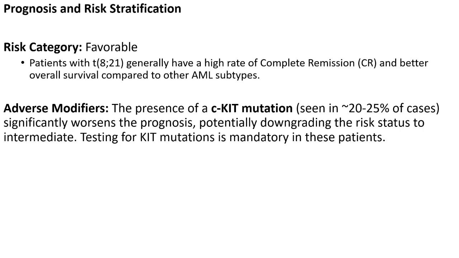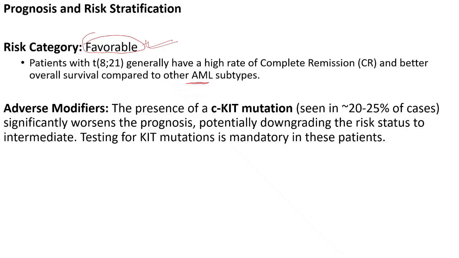Coming to prognosis and risk stratification. So translocation 8;21 comes under favorable prognosis. Patients with translocation 8;21 generally have a higher rate of complete remission and better overall survival compared to other AML subtypes. Okay, in comparison to the others, this AML with translocation 8;21 shows favorable prognosis.